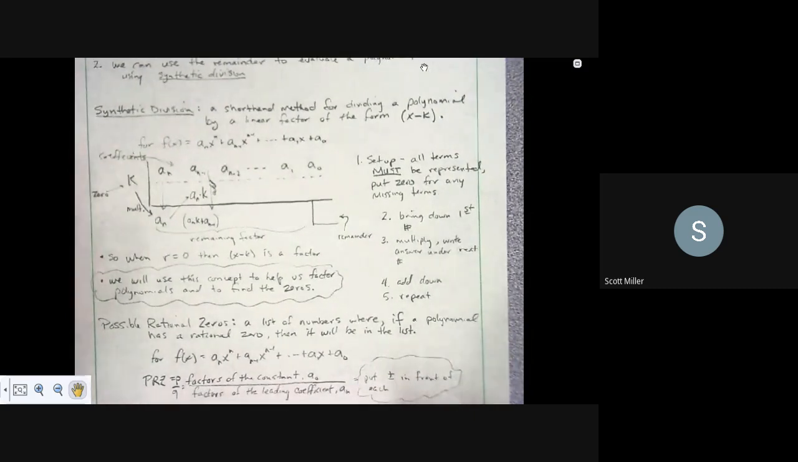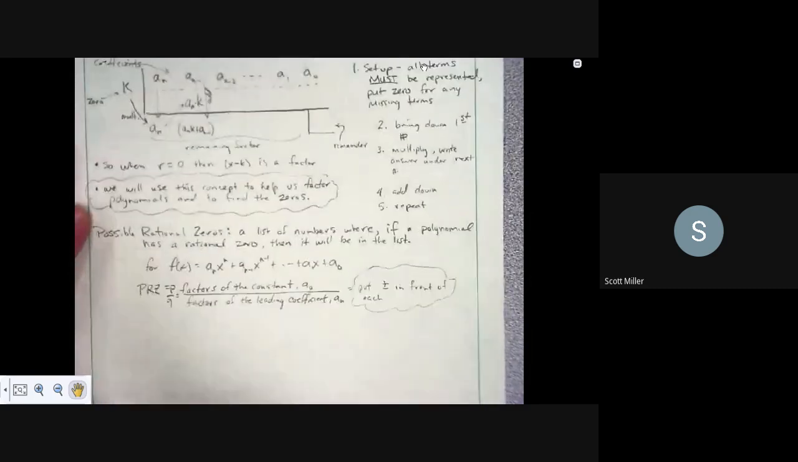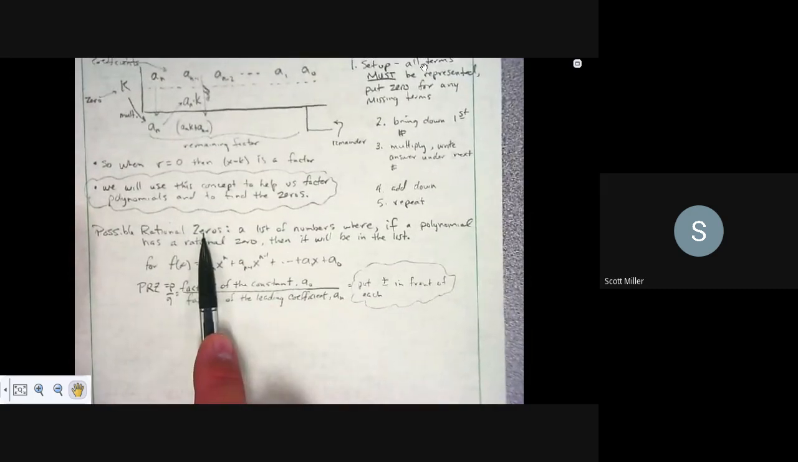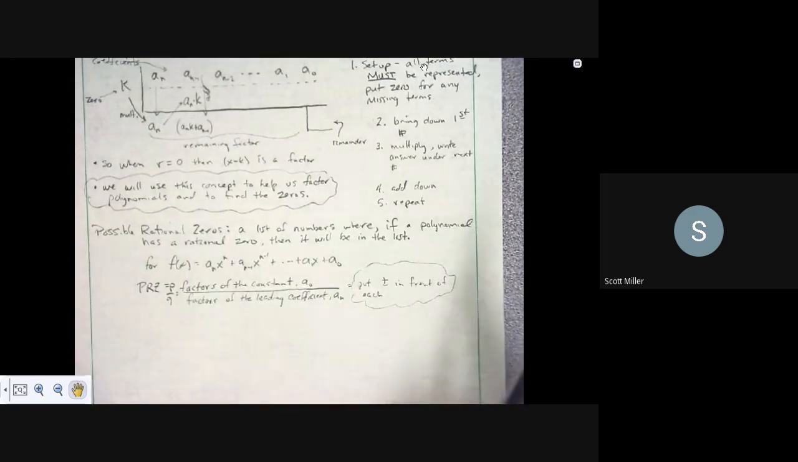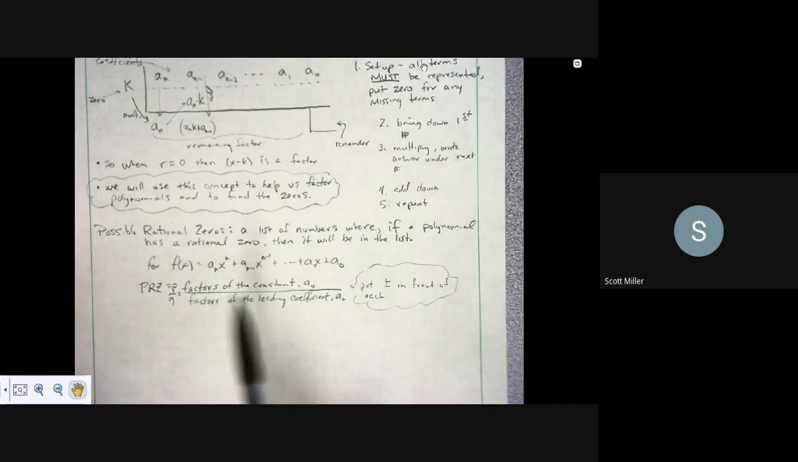So here are some things that we're going to use to help us determine what numbers to put out here. This one is called the possible rational zeros. The possible rational zeros is a list of numbers where, if a polynomial has a rational zero, it will be generated by the list. A rational zero, remember, is a zero that can be written in fraction form.